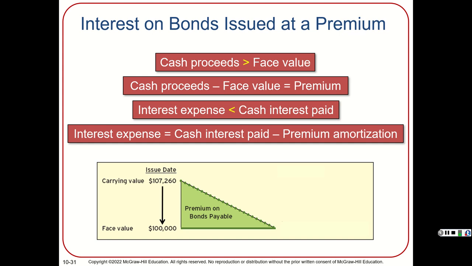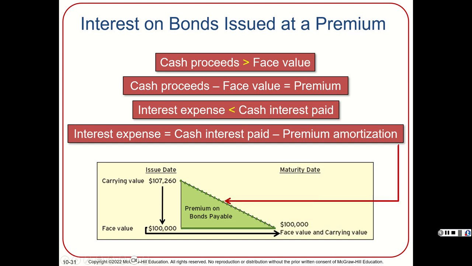The interest expense each period is determined by subtracting the premium amortization from the cash interest that the company is going to pay. As it reaches the maturity date, this 7,260 is going to be amortized.